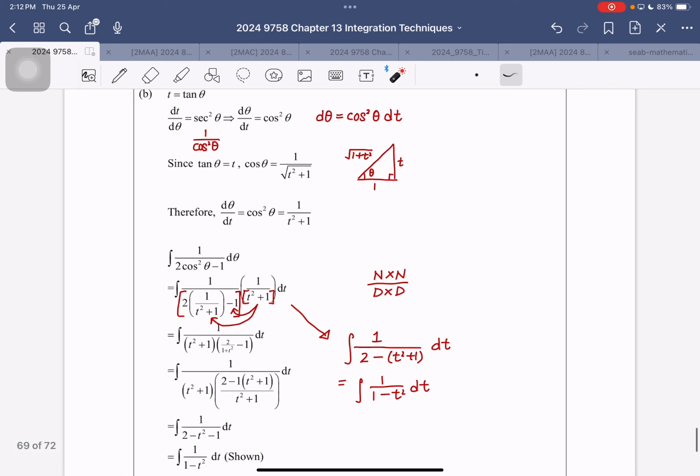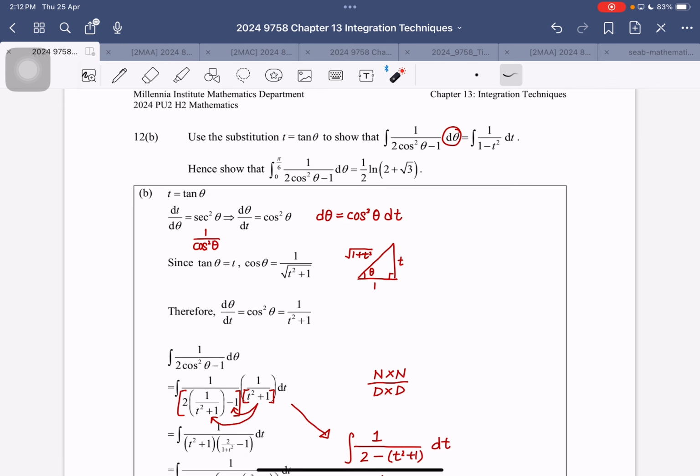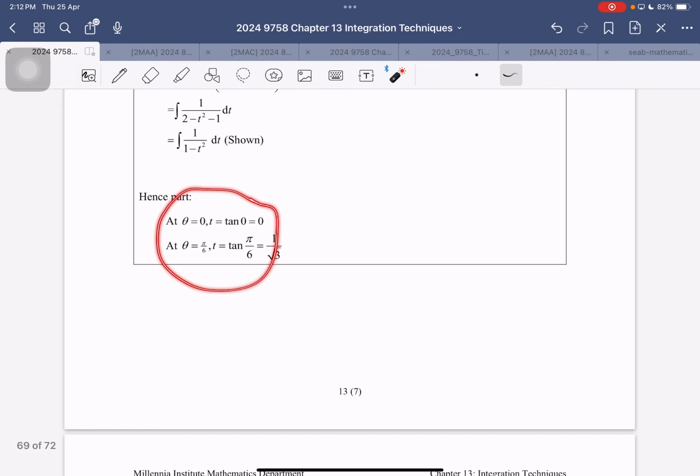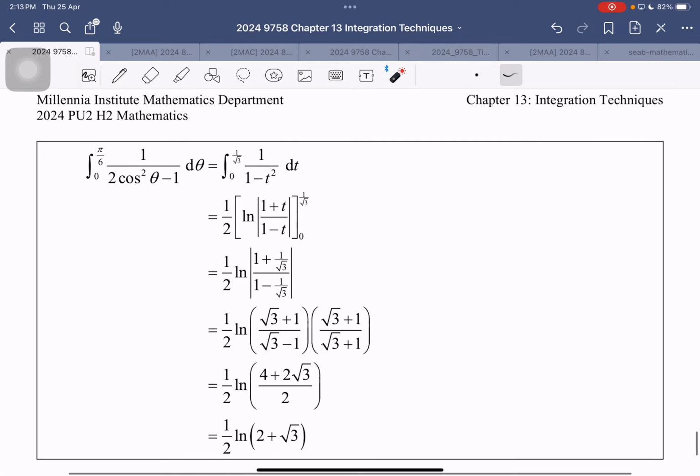But okay, I think I jumped too far ahead. I forgot to go back to the question. So that means we are supposed to make use of this to show that this integration, now that we have the limits, the answer is as follows. So we will have to change the limits. You need to find the corresponding values of the upper and lower limit. So this is the exact value that we have to work with. You can see that for this question, they just leave it from the MF27.